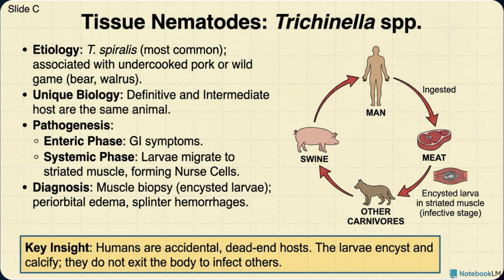But clinically, you want to look for the classic triad: a history of eating wild game, periorbital edema, that distinctive swelling around the eyes, and splinter hemorrhages under the fingernails.